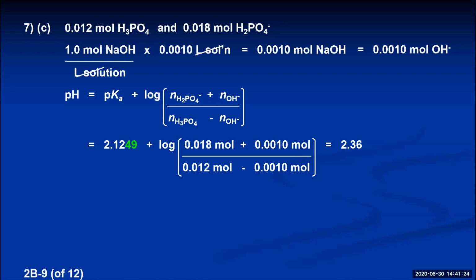Number 8, a solution is prepared by dissolving 0.20 moles of formic acid and 0.020 moles of sodium formate in enough water to make 100.0 milliliters of solution. A says calculate the pH of this solution and is it acidic or basic.